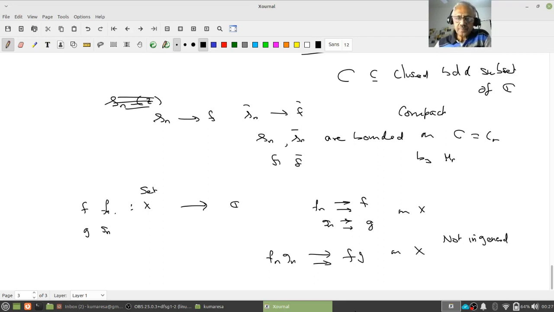But what do I know? If one of them is bounded, let's say |g_n| is less than or equal to M for all n, then yes, f_n g_n converges to fg uniformly. You see that you have to learn analysis well.